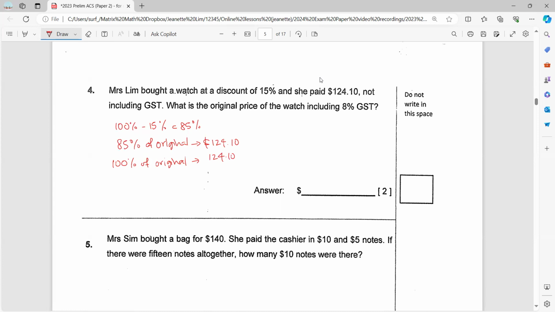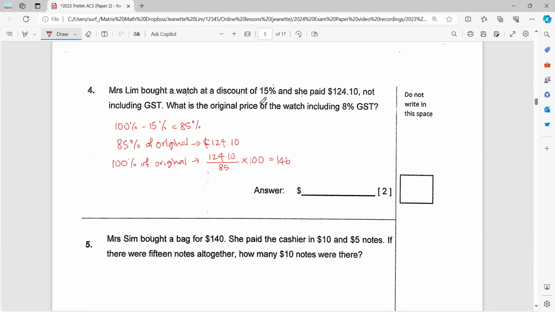So I'm actually skipping that one line. Instead of dividing by 85 and finding what is that, I will just take this and divide by 85 over here. Okay, so this is my 1%. I want to find 100%, so I times 100. This will give us 146. So this is original price, no discount.